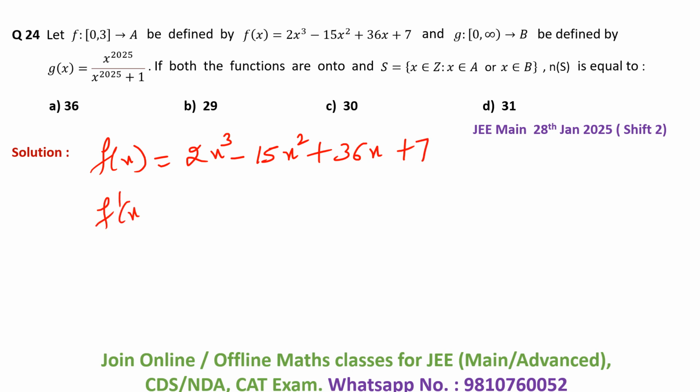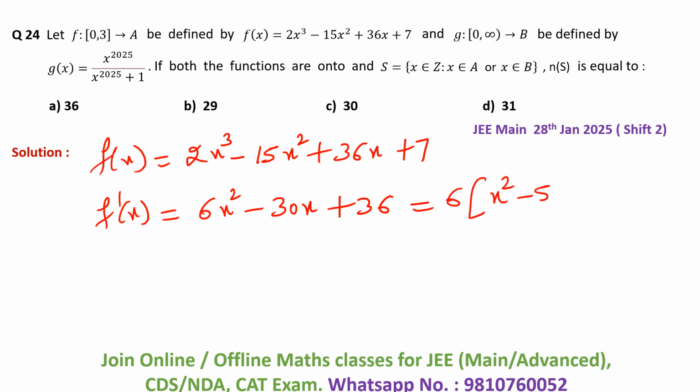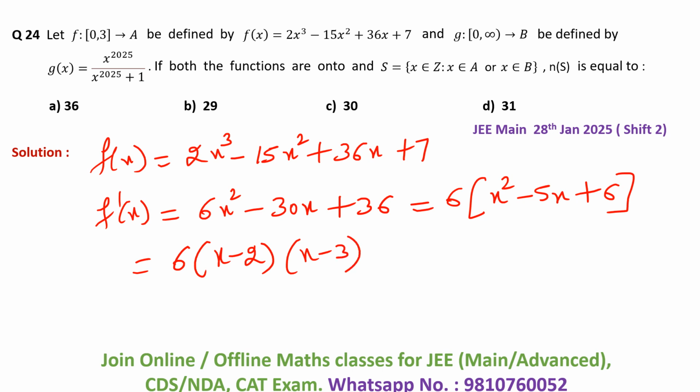So just differentiate this function with respect to x. You will be getting 6x square minus 30x plus 36. Take out 6 common. Inside the bracket, you will be getting x square minus 5x plus 6. Now this can further be written as 6 times x minus 2 into x minus 3. Now students, if I put f dash x equal to 0, I will be getting 2 stationary points, and they are either x equal to 2 or x equal to 3.